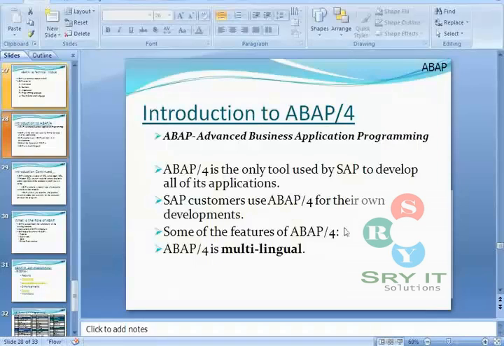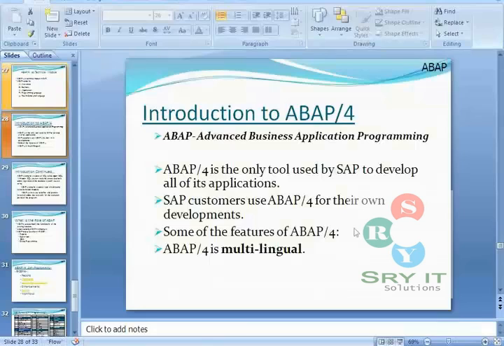Some of the features: ABAP is a multilingual language. It allows you to work with country-specific languages, and this feature is provided by ABAP only for SAP. And all ABAP custom developments should start with Z, or rather Z or Y.